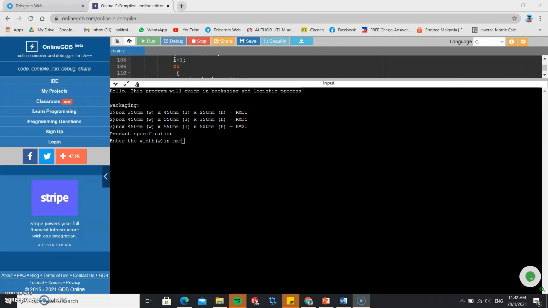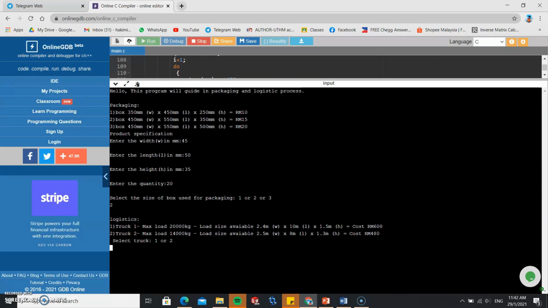Okay, basically this is the result for this coding. We try to insert the product specification, which is 45 for the width, 50 for the length and 35 for the height. Then we enter the quantity, which I choose as 20, and for the box size I choose box 2, and for the logistic I would like to choose truck 2.